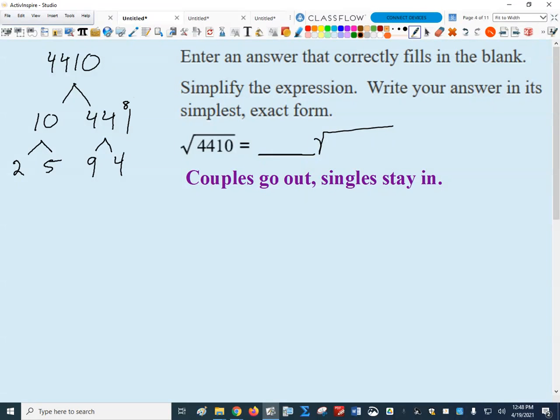Scoot over to the next digit. 9 goes into 81. How many times? 9. Okay? And 9 splits up into 3 and 3. 49 splits up into 7 and 7, right? Okay, so then what do we end up getting?